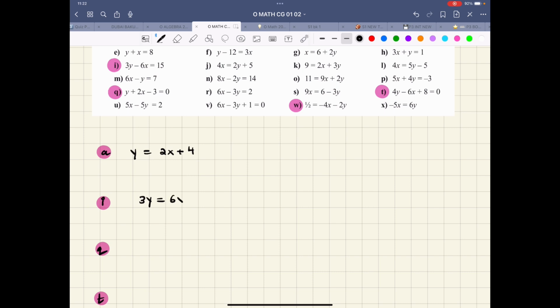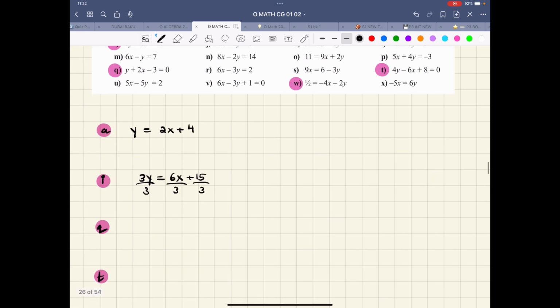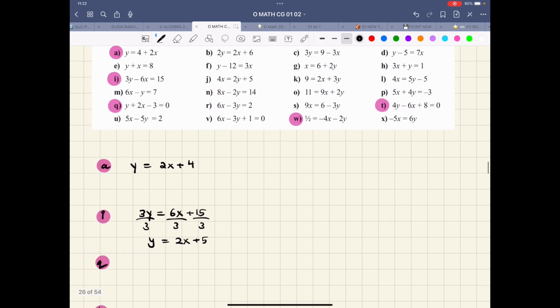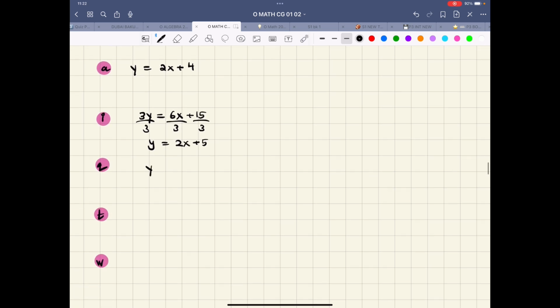Let me write this as 3y equals 6x plus 15. Divide by 3, divide by 3, divide by 3. Therefore, this comes out to be 2x plus 5, which is equal to y. Next, y plus 2x minus 3 is equal to 0, so y is equal to negative 2x plus 3.